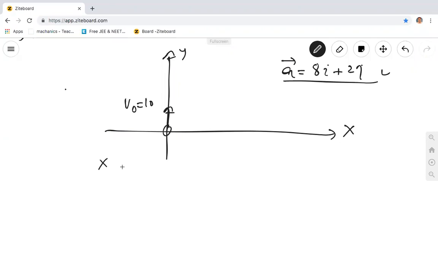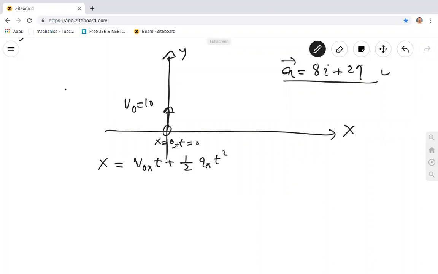Can you write the displacement in the x direction? X displacement. The particle was initially at 0. At time t is equal to 0, the initial position was 0. So what is x equal to? Can anybody tell me that? v0x t plus 1 by 2 ax t square. Is that right? Yes, sir. Here, this is the formula.